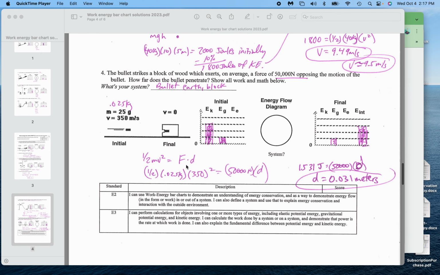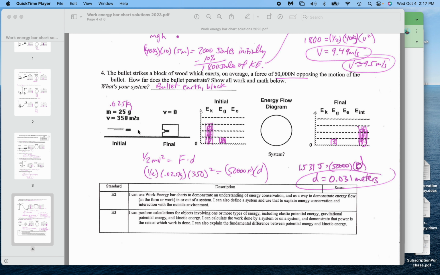This last one I thought was kind of challenging. It says the bullet strikes a block of wood, which exerts on average a force of 50,000 newtons to stop the motion of the bullet. How far does the bullet penetrate? Show your work in math below. I'm going to have my system as bullet, earth, and block. Essentially here at the end, there's no kinetic energy. Here at the beginning, there is.